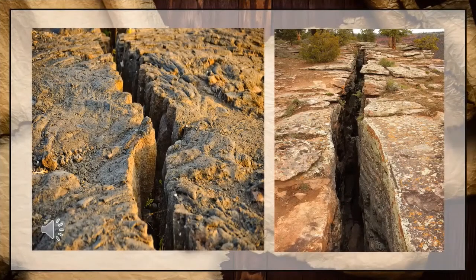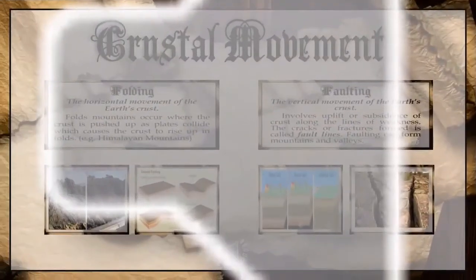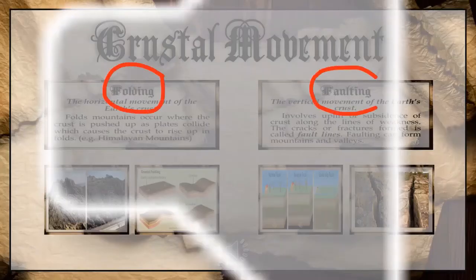Faults can be as short as a few meters and as long as 1,000 kilometers. The fault rupture from an earthquake isn't always a straight or continuous line. Sometimes, there can be short offsets between parts of the fault, and even major faults can have large bends in them. Okay, so those are the two types of crustal movement, the folding and the faulting.